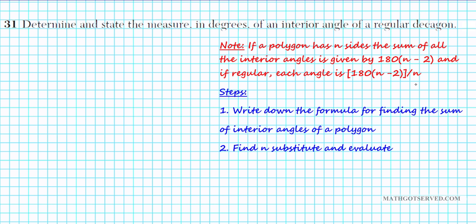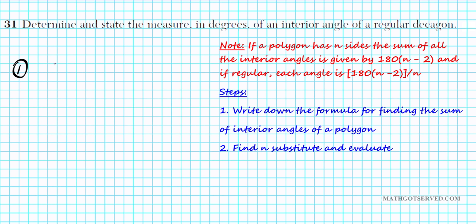Okay, now these are the steps we're going to use to solve the problem. We're going to write down the formula first, the formula for finding the sum of all the interior angles. Ideally, we should use the second formula because we're going to be dividing, but I'm going to break it up into two parts. And then we're going to find n and substitute it into the equation, and then we will solve. All right? Let's go ahead and get started. Step number 1. Let's write down what the formula is.